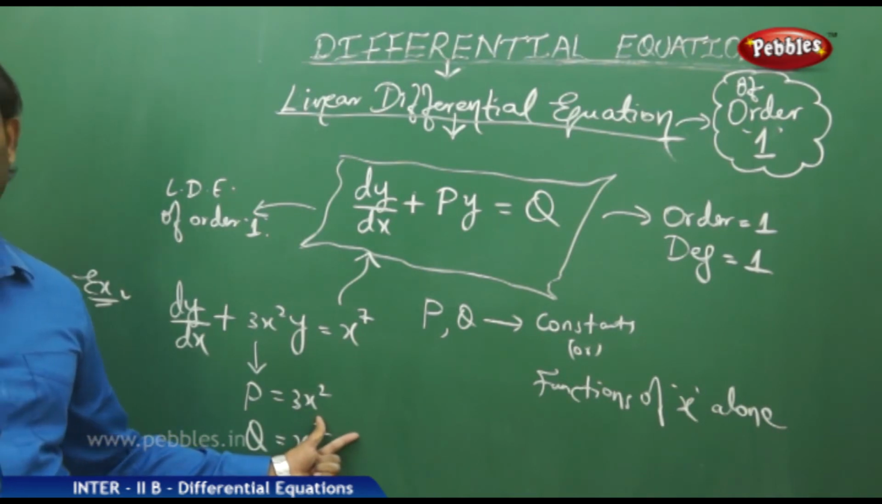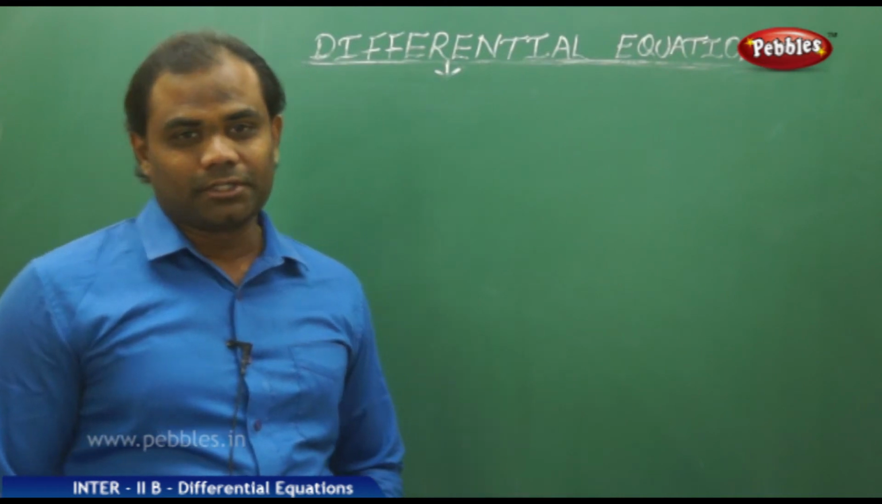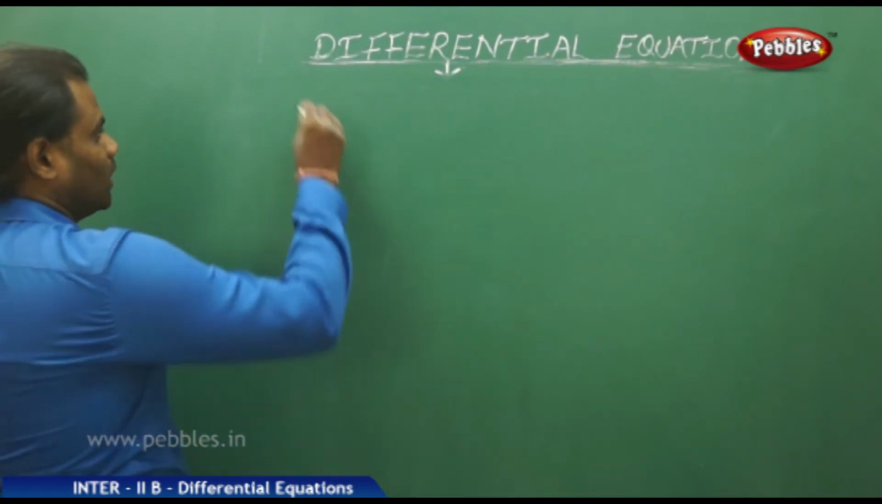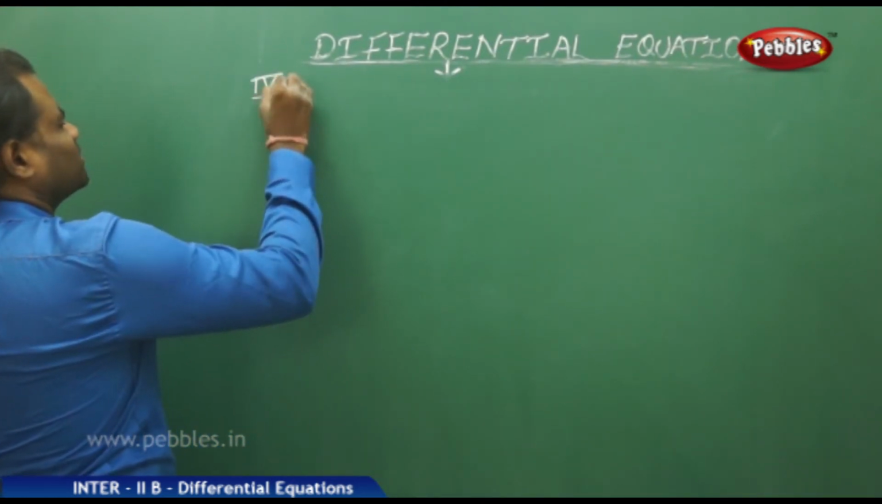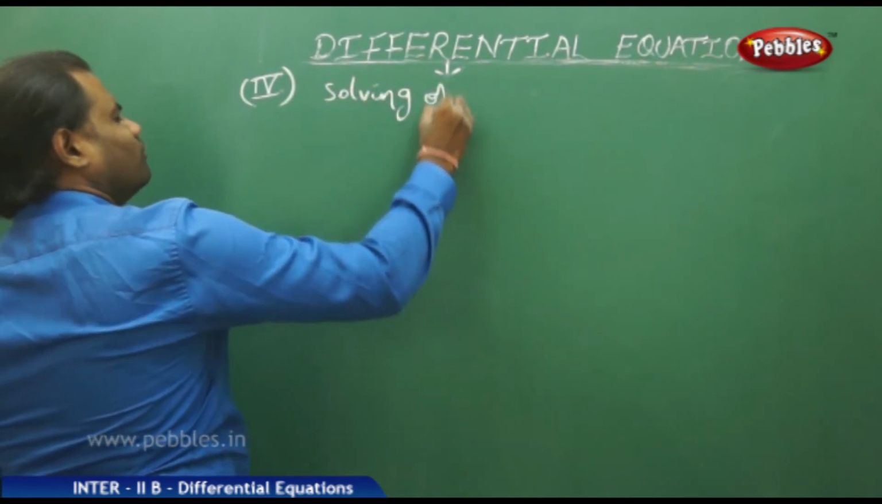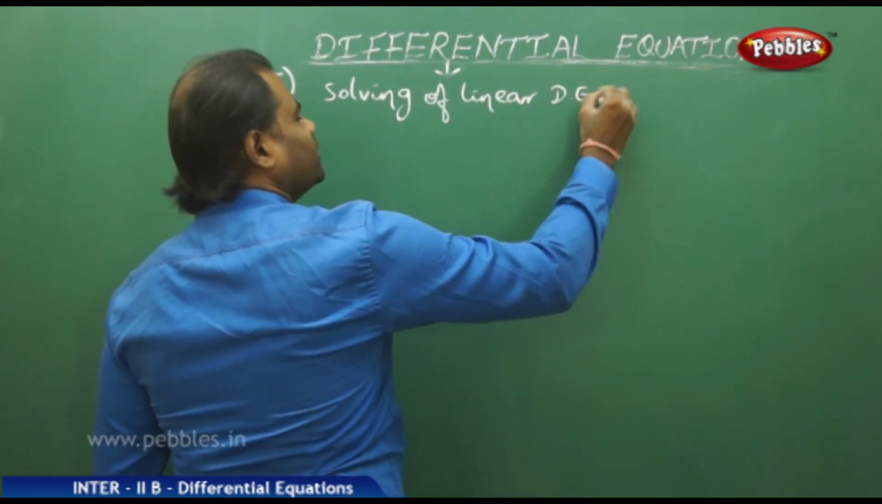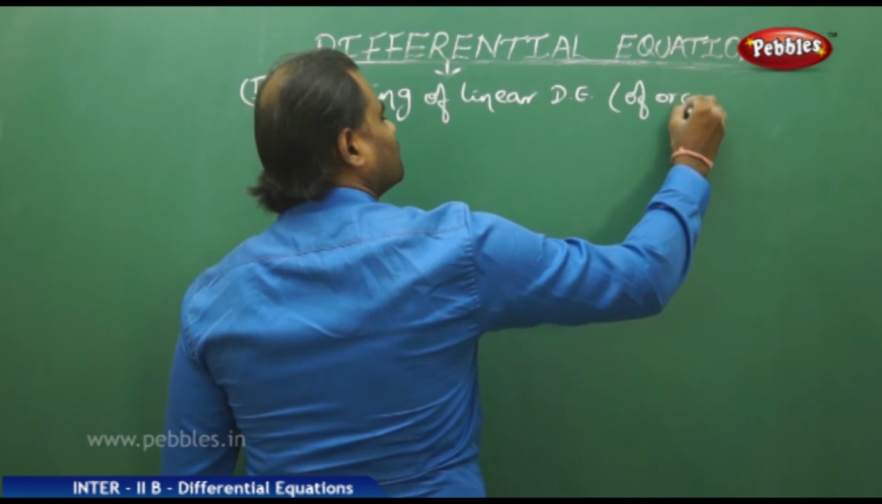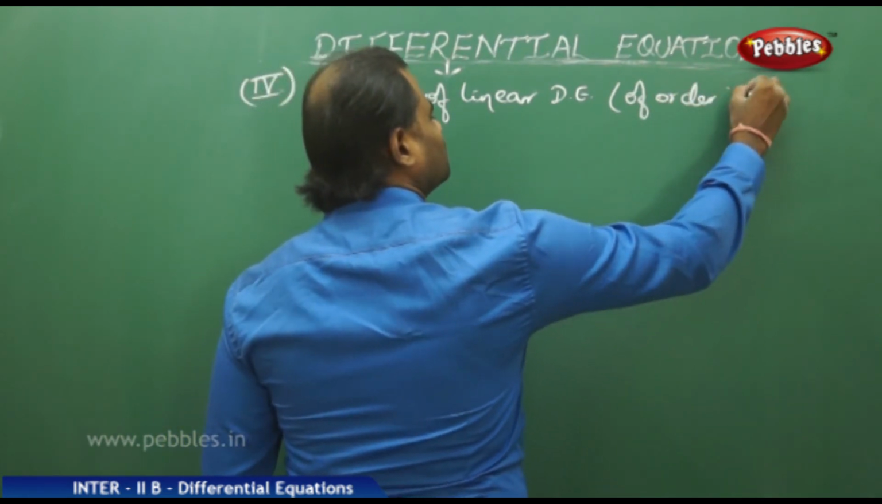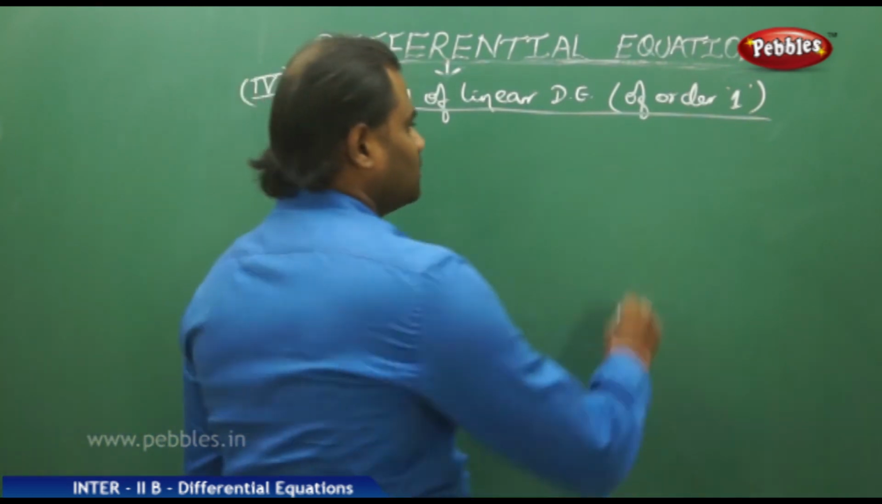x⁷. Now next we see how to solve the linear differential equation of order 1, which is method 4. Solving of linear differential equation of order 1. So let's see the method.